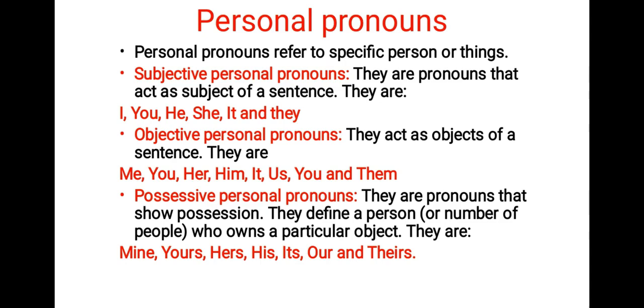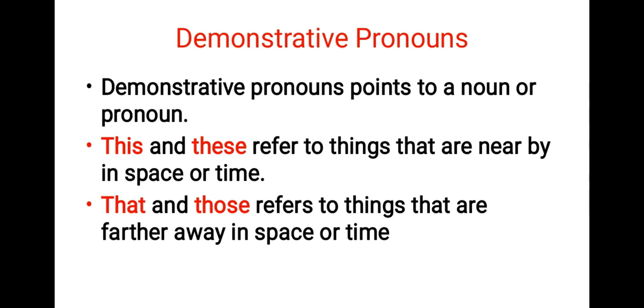कि ये book मेरी है, I am the owner of this, or this marker is hers. So these kind of pronouns show possession of something. Now demonstrative pronouns point to a noun or pronoun.